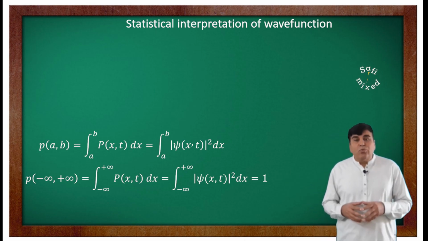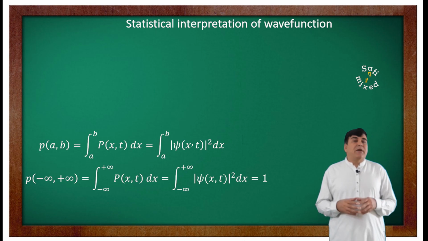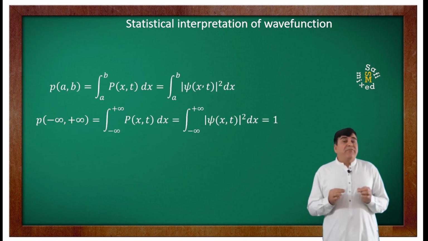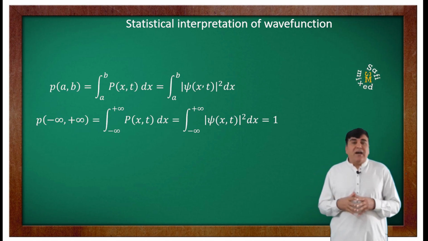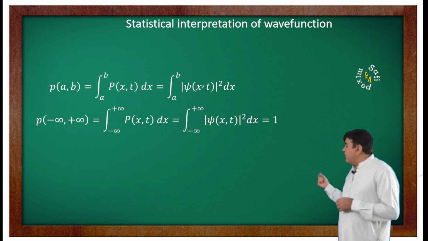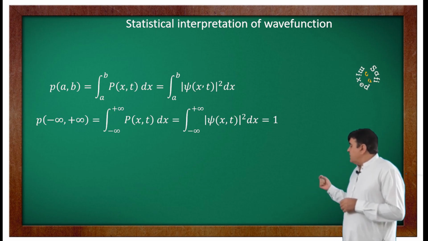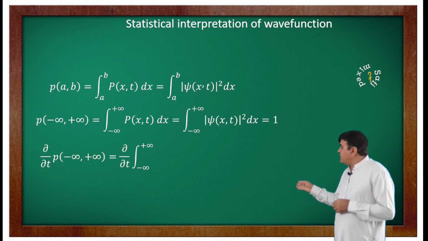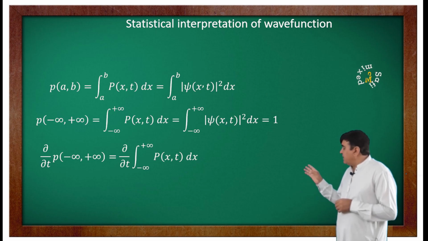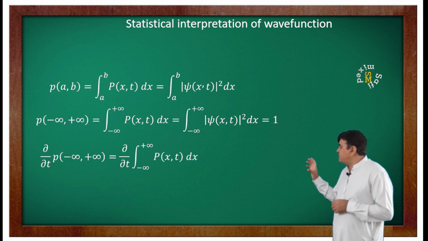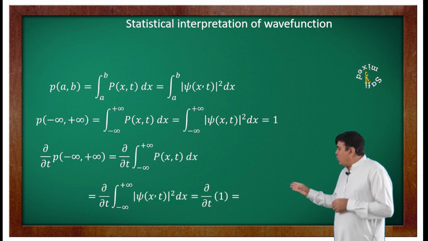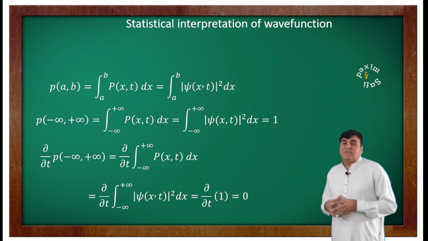Now let us observe what happens to the probability of finding a particle in the whole space with the passage of time. If we differentiate this equation with respect to time, we can write the probability for the whole space equals the derivative of the integral of probability density over the whole space, which can in turn be written as the derivative of the integral of the modulus square of the wave function over the whole space equals the derivative of 1, which of course is equal to 0.